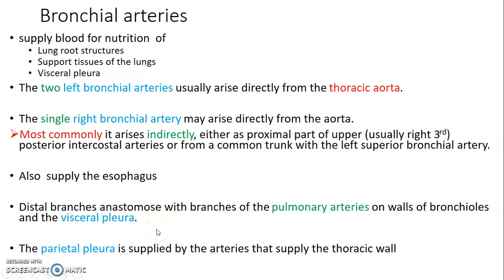Remember, parietal pleura is supplied by the arteries that supply the thoracic wall. So intercostal arteries supply parietal pleura, while bronchial arteries supply nutrition to the lung roots, the lungs, and the visceral pleura.